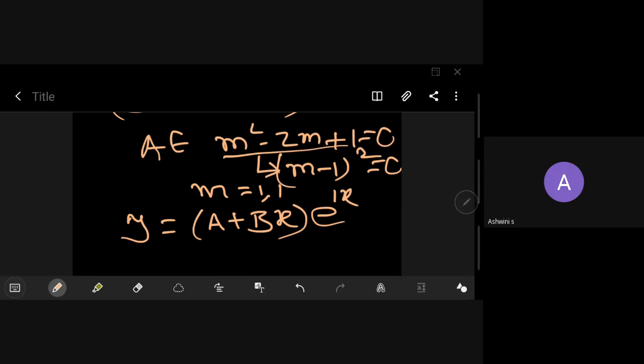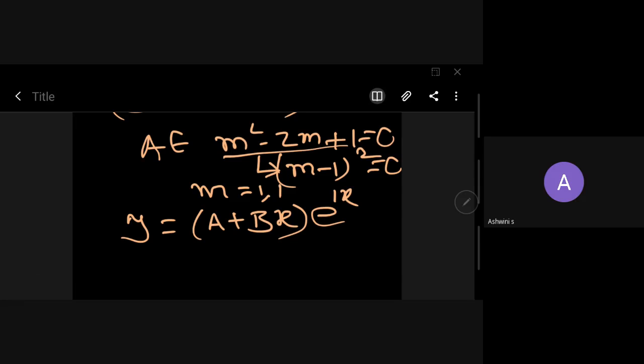General solution means, for a you can give 0, for b you can give 1. For a you can give 1, for b you can give 0. For a you can give 1, for b you can give 1. Like that, you can generate many solutions. So that is called a general solution. Similarly, the complex case can be seen when we are doing the gate problems.